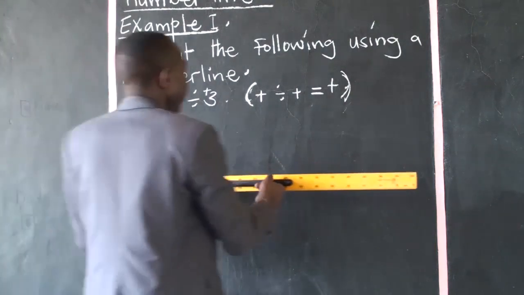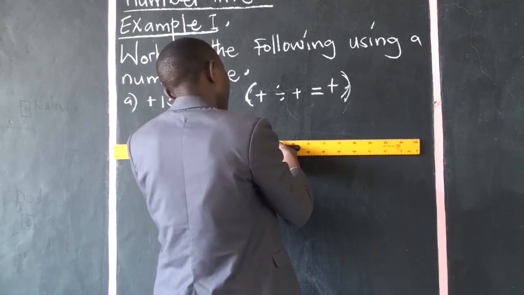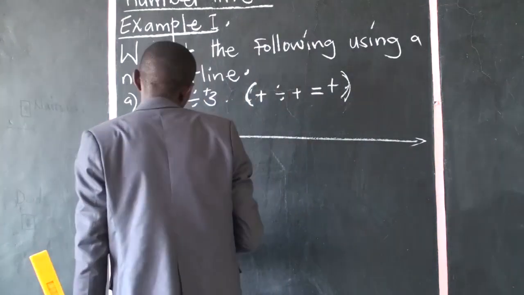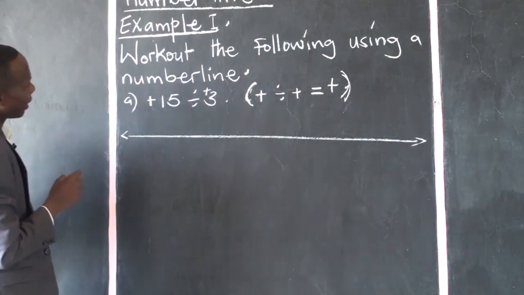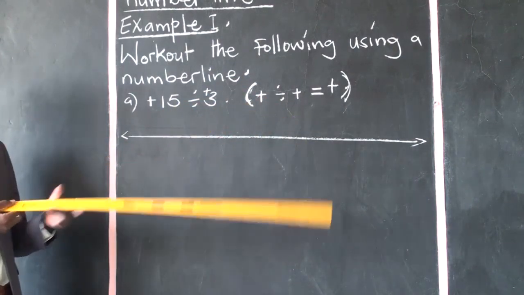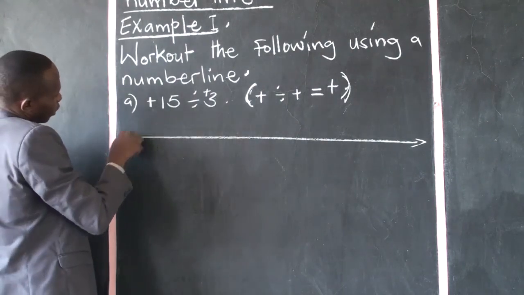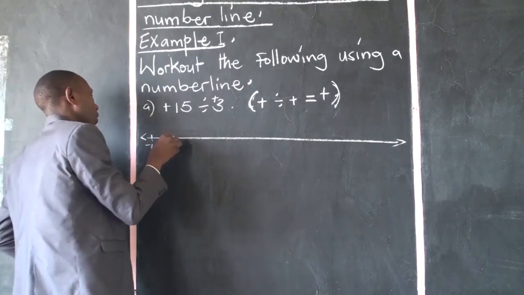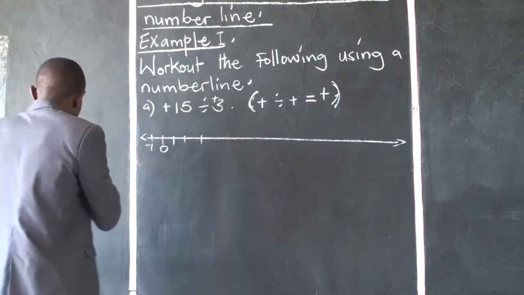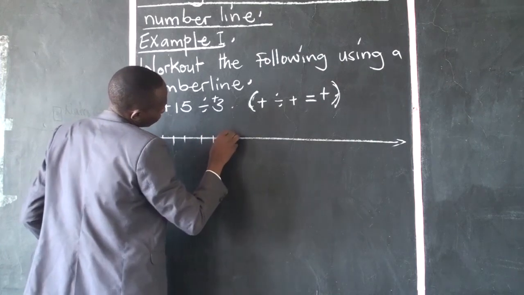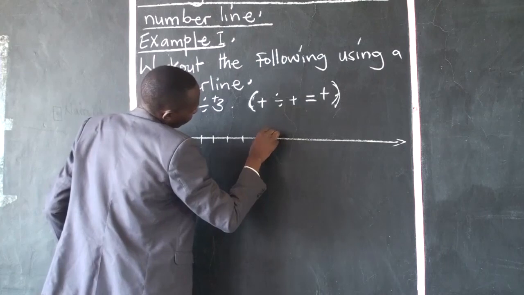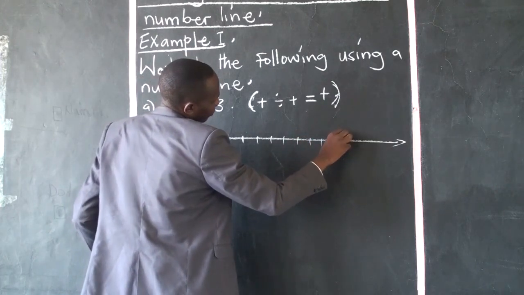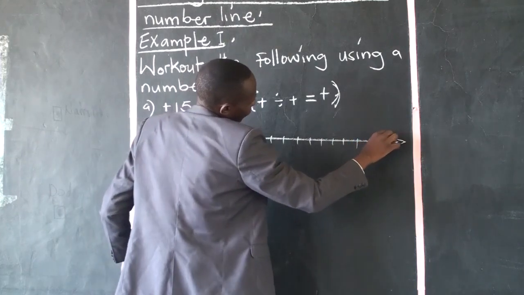So let's draw our number line. First of all, we shall begin with our number line, because they said we divide this using a number line. And since we are dealing with the positives, we don't have negatives. We are going to start with the positives. Or else I can start from negative 1, then I say 0. I'm now plotting my integers on a number line. So that is what we call a number line.